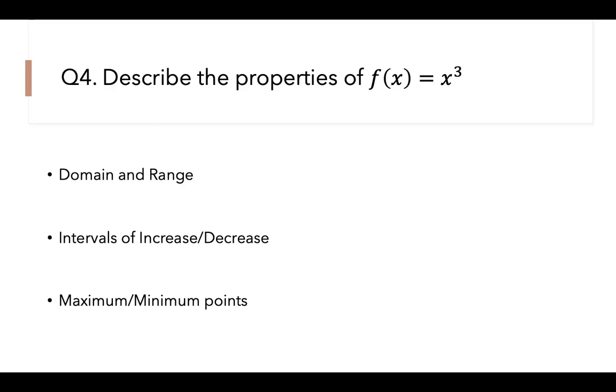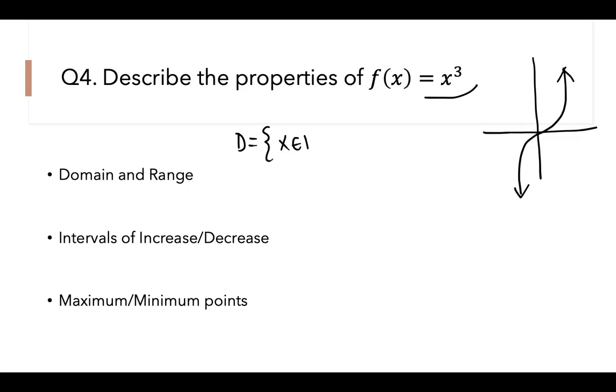Describe the properties of f of x, and we have a cubic function. So let's write the domain and range. At first, I would draw a rough diagram of a cubic function. Domain: x can be any real number. As you go left or right, it's touching all the x. Range: y can be any real number. And as you can see, the y is going to keep going up and down. And that's it. No restriction.